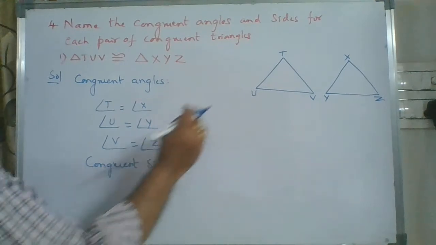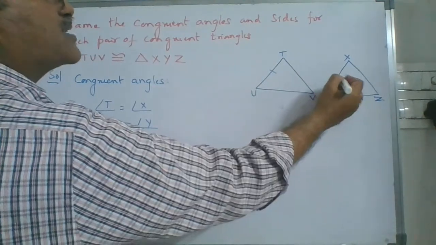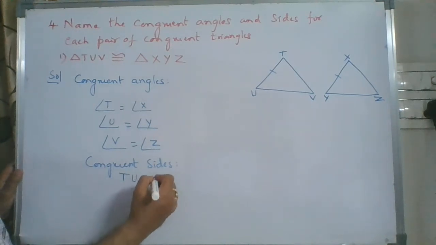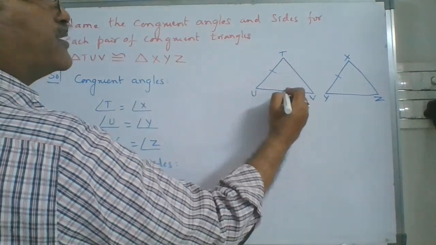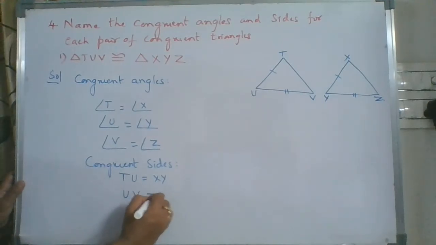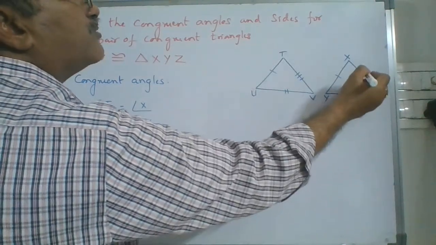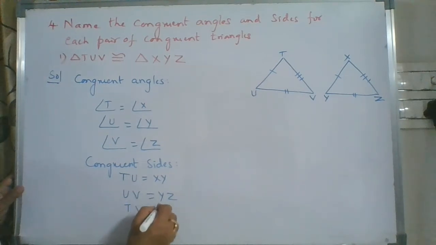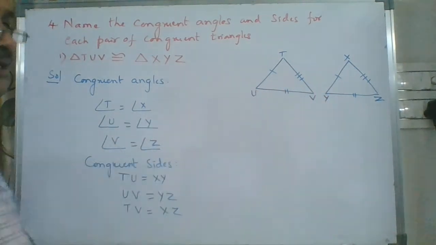Which are congruent sides? The corresponding side to TU is XY, therefore these two are congruent sides. Congruent sides means they have the same measure, and the congruent side of UV is YZ, isn't it? So UV is equal to YZ, and TV or VT is equal to XZ. So these are the congruent angles and congruent sides of these two triangles.